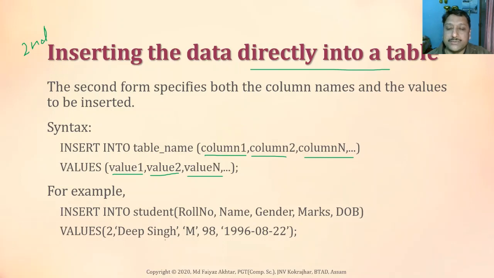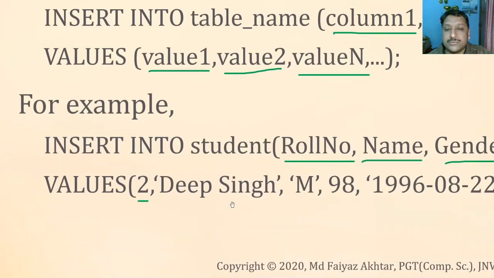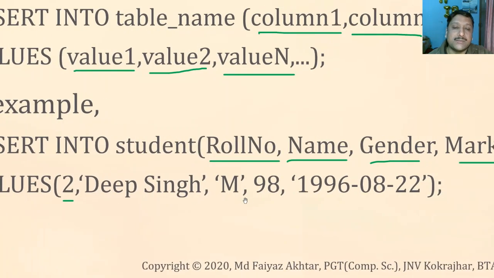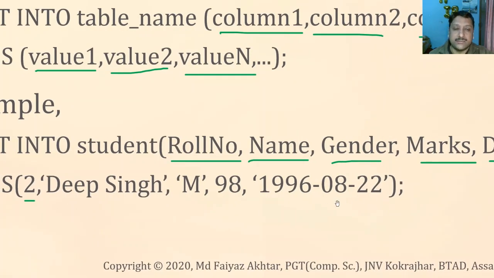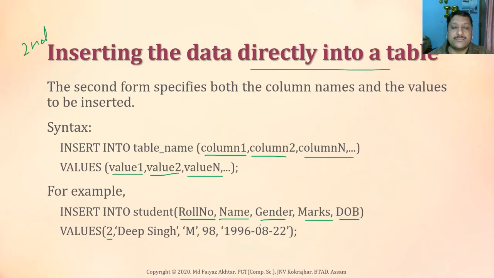Second row we are going to insert, then we can use it like this: insert into student, roll number, name, gender, marks, DOB. These are the column names. We have mentioned that only these columns we are going to insert, and all 5 columns we have given values here. The value 2, name Deep Singh, male, then marks 98, and then date of birth like this. All 5 values are given like this. Okay, understood?